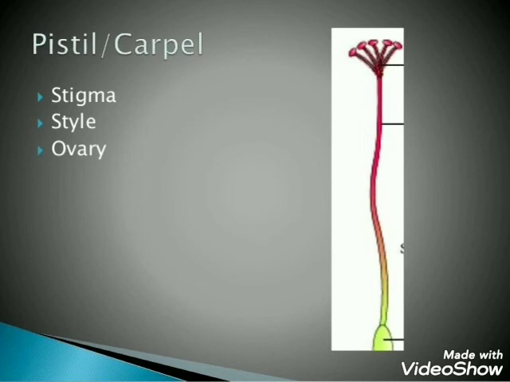Style is an elongated, slender part just below the stigma that connects the stigma with the ovary. It holds the stigma to receive the pollen grain. It is through the style that the pollen tube grows and reaches the ovule. Ovary. It is the basal swollen part of the pistil that contains ovules and eggs for the process of fertilization.